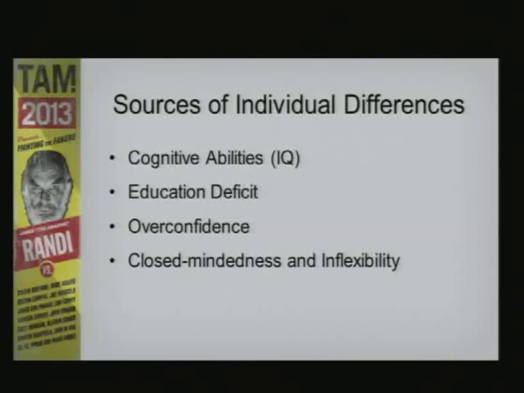So the sources of individual differences that Stanovich has identified, I kind of put them into four different categories. Okay, when you sort through all of the mess, you've got cognitive abilities, which is IQ. Education deficit, how much do you know? And the other two are the big important ones because these are all about thinking dispositions. Overconfidence, which I like to call arrogance, closed-mindedness and inflexibility, which are kind of married together. And these two things feed off of each other. If you are overconfident, you don't know that you don't know. And if you are closed-minded, you will never know that you don't know.